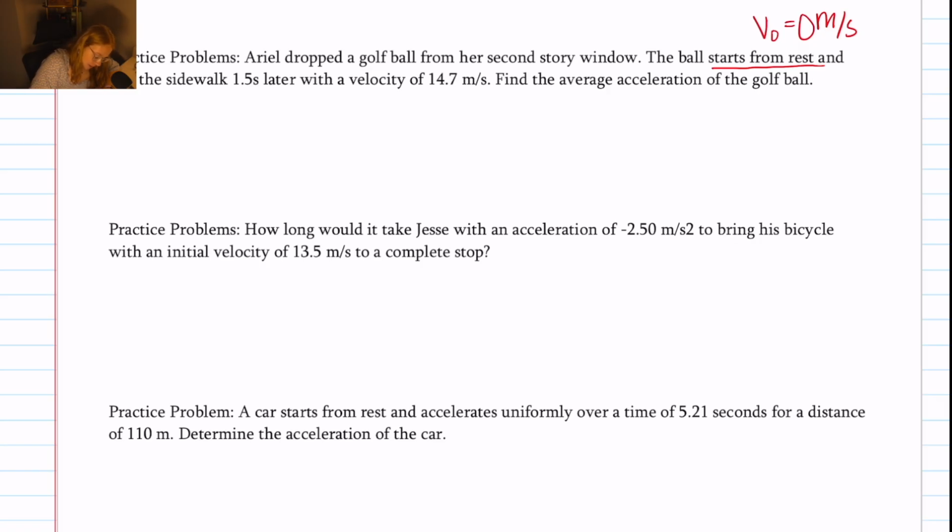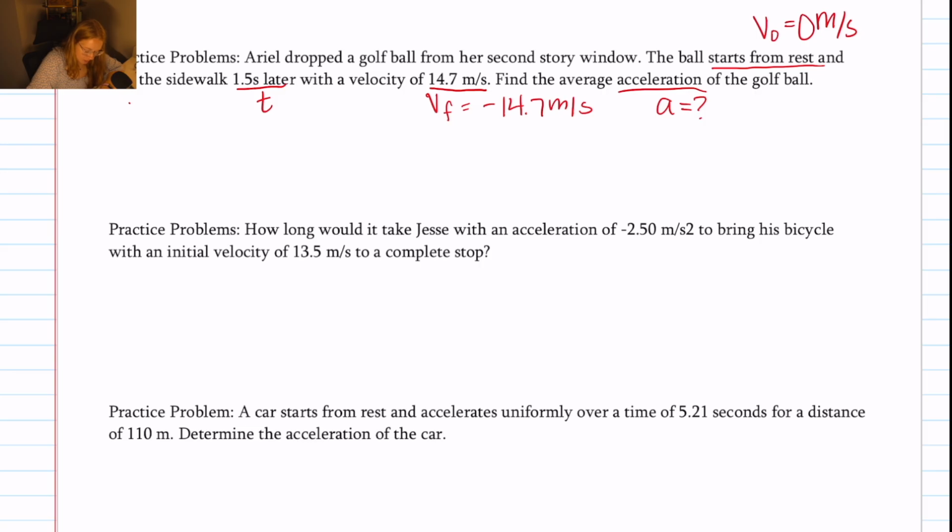Hits the sidewalk 1.5 seconds later, so there's my time, with a velocity of 14.7 meters per second. Actually, there is a typo here because it's saying she dropped it from her second story, so the ball should be going downwards. If it's going down, it should end in a negative velocity because down is a negative direction. So that was just a small thing that we need to fix. Question here, what is the acceleration?